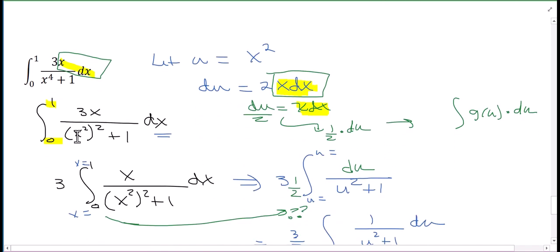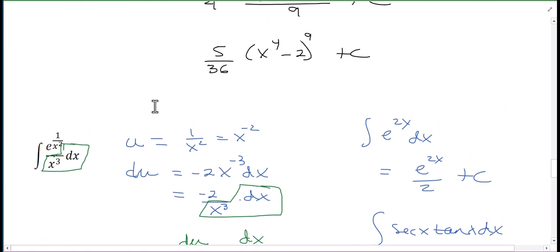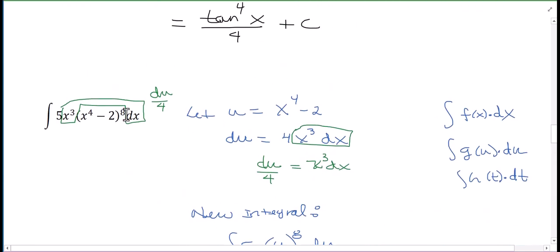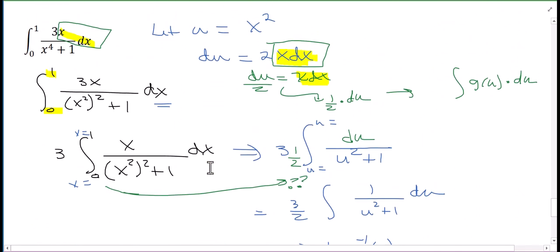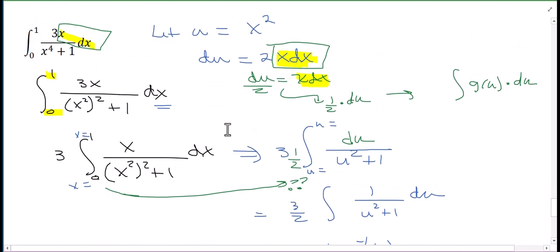So here, the derivative of x squared is 2x. So I have my x dx. In this one, the derivative of 1 over x squared gives me the 1 over x cubed. So that's how I pick my u. Here, the derivative of x to the 4th is 4x cubed dx. So I have my x cubed dx, so I let u be that, and so on. So ask yourself, does the derivative of one part equal another part of the problem? As soon as you answer yes, that means you're doing a U-substitution, and let u be the thing that you take the derivative of.